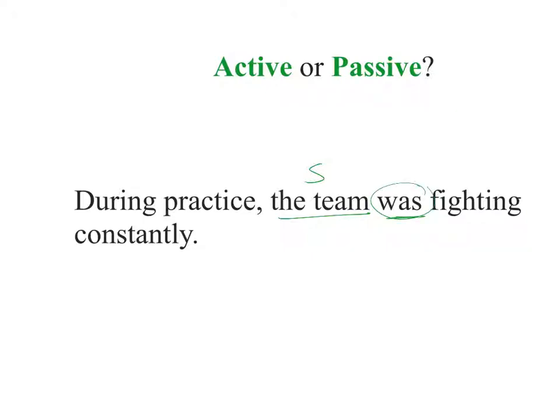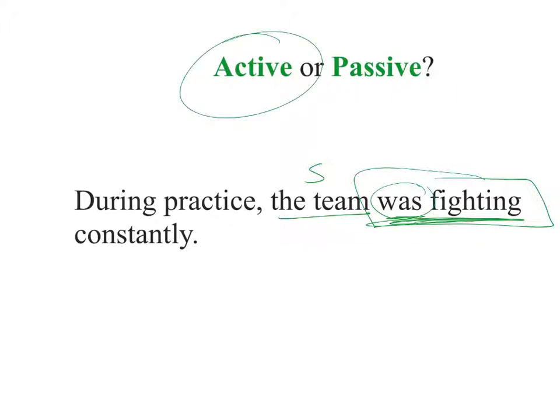Does that make it passive? Is the team doing something? Yes, the team was fighting. So the sentence is active. That exists to make it past tense. So it can be confusing. Not every time you find a helping verb does that mean that the sentence is passive. Sometimes it's just, in this case, making it past tense. So again, you really have to find the subject and then determine whether or not the subject is doing something.